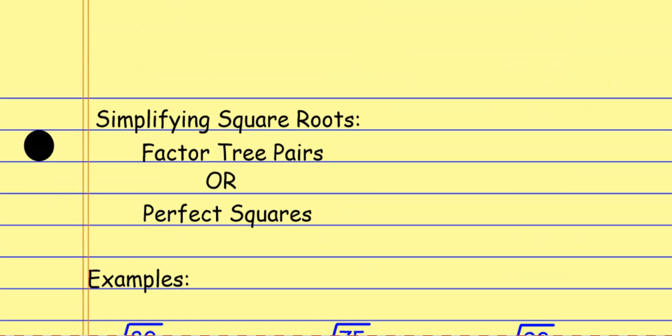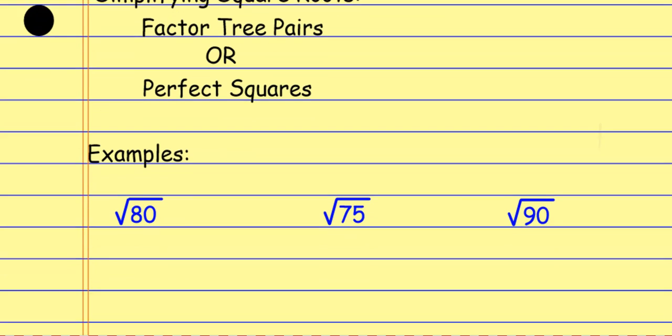All right, so simplifying square roots. Remember, there's 2 ways we can do this. We can do our factor tree and look for those pairs. Or we can look for perfect squares that divide evenly into the thing, all right? And so I'm going to do 3 examples here, and I'm going to do each of them twice. One doing a factor tree and one doing the perfect squares.